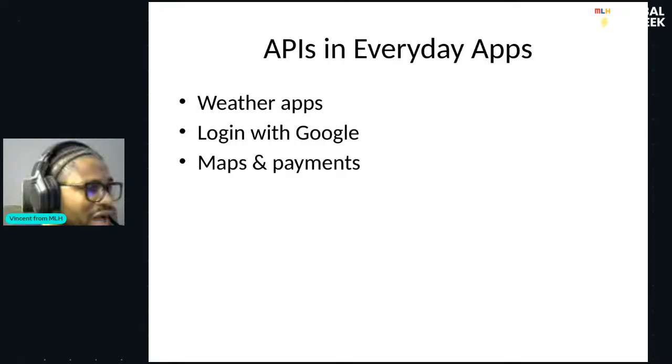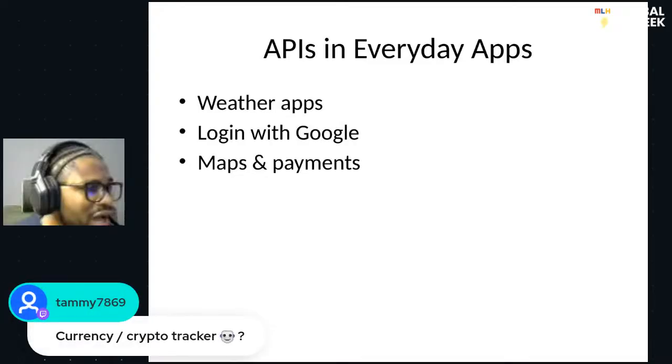So now let's actually consume. We are not building yet. We are going to consume an existing API, currency slash crypto tracker. Okay, cool. Yeah, just gonna put that on the screen.